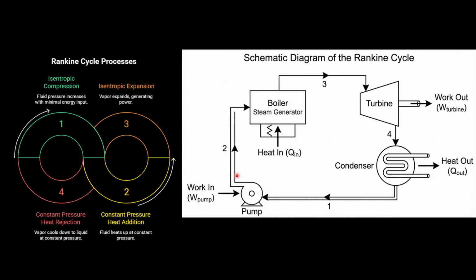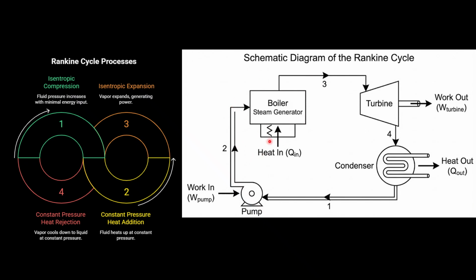This matches with what Muhammad Amin and Muhibullah explained about incompressible flow and small enthalpy changes during pumping. So it is an isentropic compression process where the fluid pressure increases with minimal energy input. From 2 to 3, the high pressure water enters into the boiler.